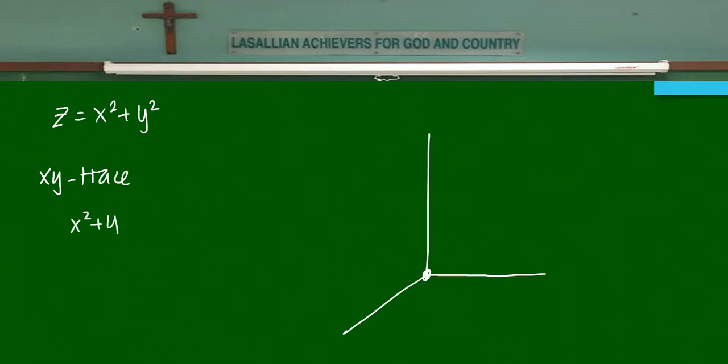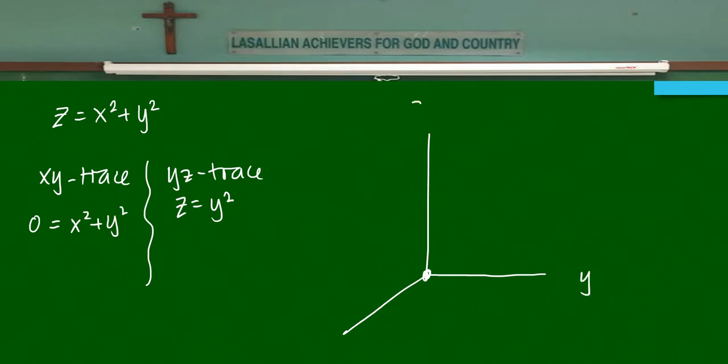So x squared plus y squared is 0. So it's a point. However, you'll notice that if I move above, let's just say if z was 1, it forms a circle. If z was 4, it still forms a circle. Okay, what about the yz trace? The yz trace is z equals y squared, so x should not be present. It's a parabola opening up. So this is the y, this is the z, this is the x. So it's actually a parabola opening up.